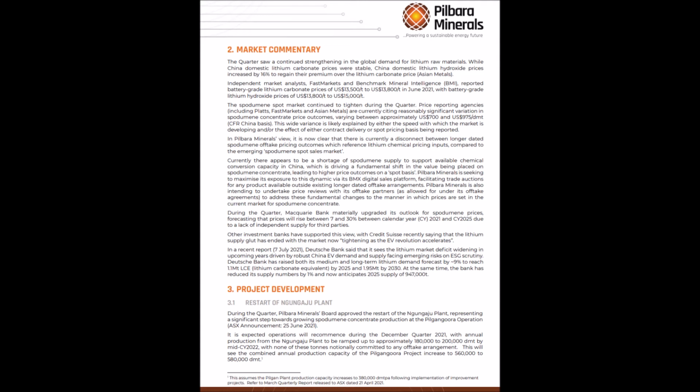Moving on to section 3, this is to do with project development. Now this focuses on two sort of key areas. Whilst yes, it focuses on core operations and things that can impact core operations, it also focuses on the future. And the future is very important, because what we want to see is projects consistently developing, hitting their goals and growing over time, providing eventually a return for the investors and the shareholders. So in this example, you can see that they're talking about the restart of a plant, which will be a significant step towards growing spodumene concentrate production at their operations. And that is obviously very important, because that means they have a much higher output of material.